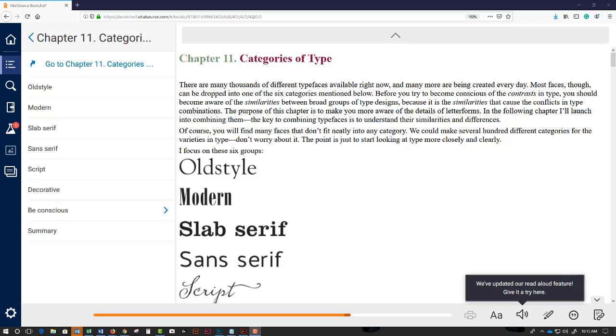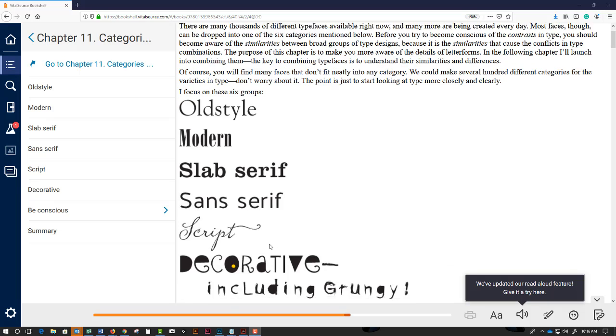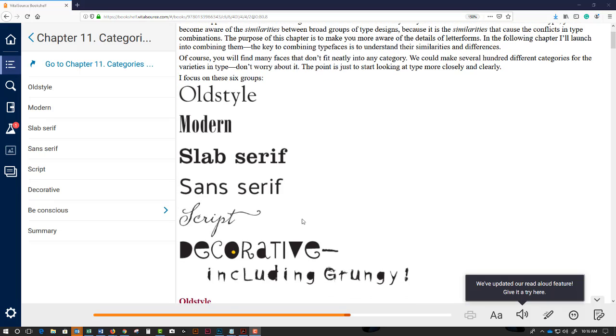Hey guys, this is just a quick talk on identifying type and one of the resources that you have in this class. This hasn't changed much in the years that we've been using this book. Right now, I'm looking at the Non-Designer's fourth edition, and what it does in chapter 11 is it helps you identify old style, modern, slab serif, sans serif, and script, and also decorative.